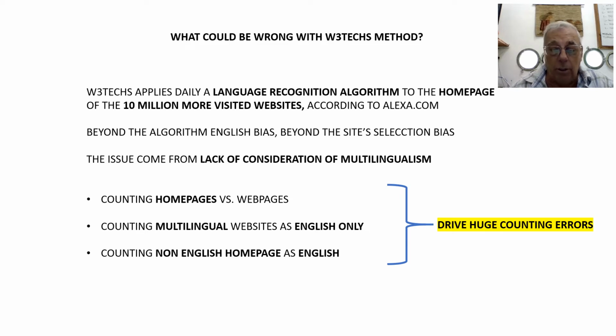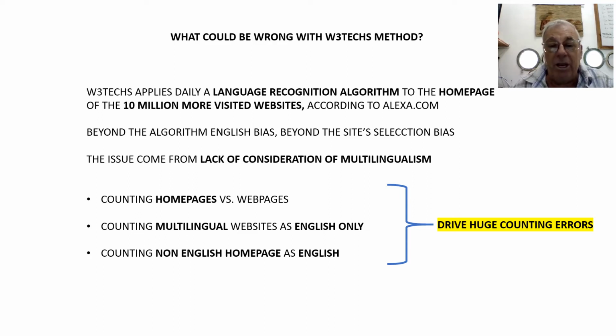W3Tech is a very serious company offering more than 25 surveys on different technologies towards the web. The problem is that language is a different technology than JavaScript. They apply daily a language recognition algorithm to the homepage, very important, the homepage of the 10 million most visited websites according to Alexa. It's possible to discuss the bias of selecting only the top less than 1% of websites. It's possible to discuss the problem of the language recognition algorithm, but the real issue is not here. The real issue is a lack of consideration of multilingualism.